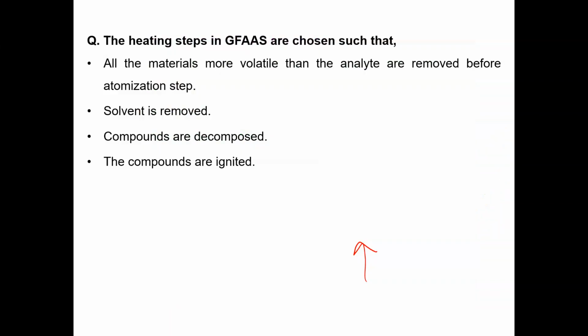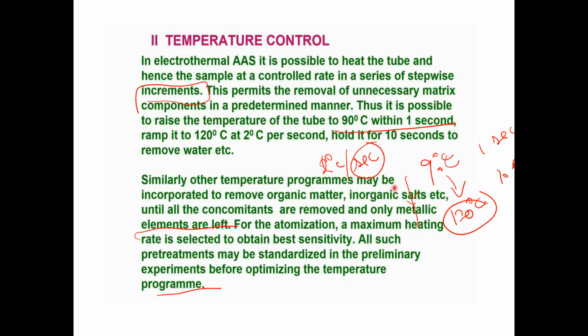So all the materials more volatile than the analyte are removed before the atomization step, because if you evaporate all the materials other than the analyte before the atomization step, you will get only the atoms that are basically needed. That is the purpose of the heating steps. So the programming temperature is used for that purpose, right? So the first one will be the right answer for this.